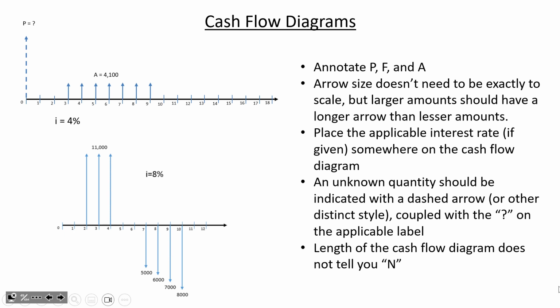So this note here, the length of the cash flow diagram does not tell you n, is related to the fact that we may make this cash flow diagram really long because maybe we'll add additional things to it after another analysis. But for now, n in this problem is 9, because from time 0 to the unknown future or present value we're trying to find, to the end of the cash flow diagram is 9 years. So it doesn't matter that the cash flow diagram has additional tick marks beyond the 9th year.